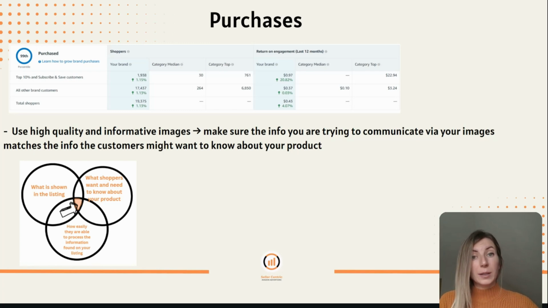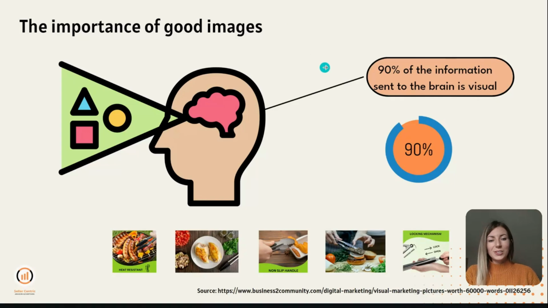For example, your thumbnails. It is crucial to have high quality and informative images on your product listing. Let's see why. An interesting thing I found out recently is that approximately 90% of the information sent to our brain daily is visual. So this alone might be enough of a proof that we really need to focus and invest in our product images.